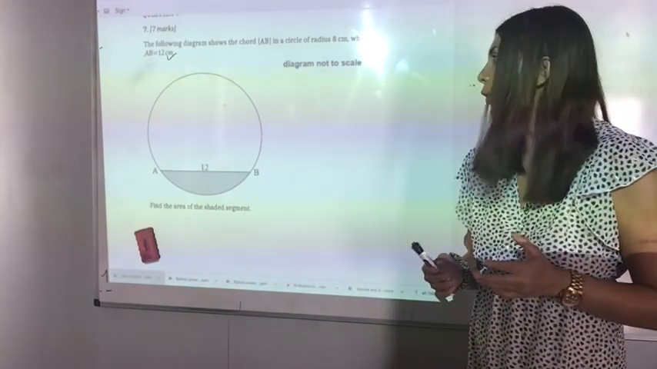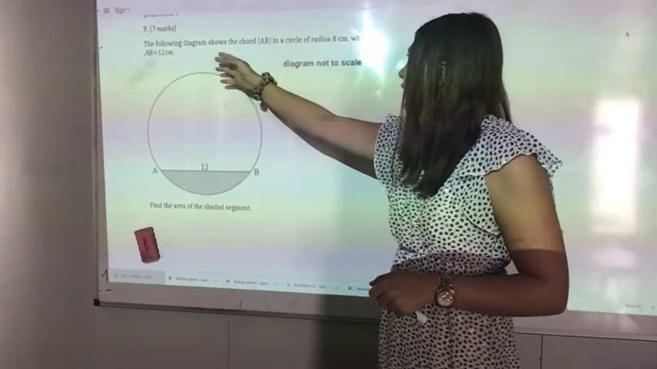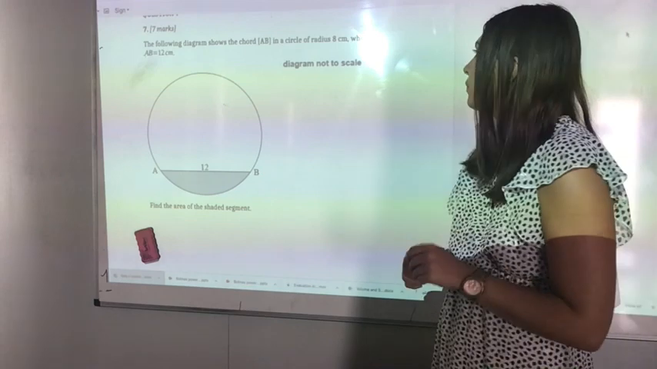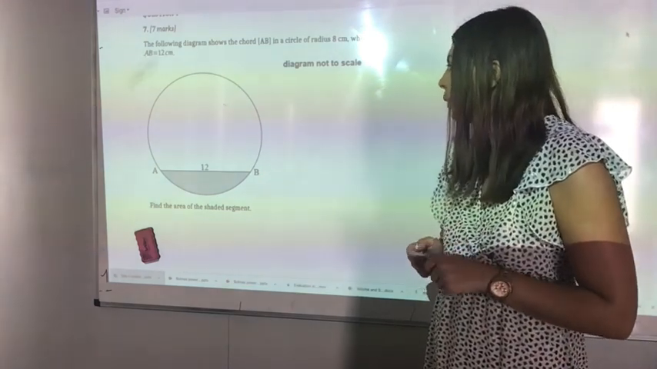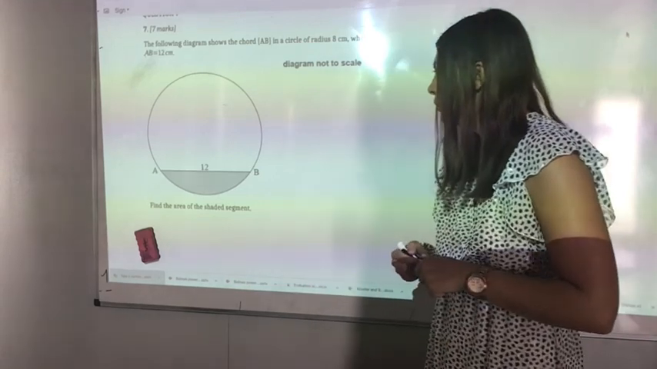Final question we're going to go over is question number 7. The following diagram shows the chord AB in a circle of radius 8 centimetres, where AB is equal to 12. The question says to find the area of the shaded segment.